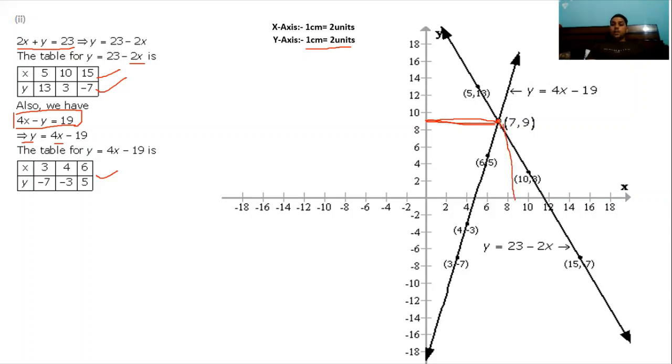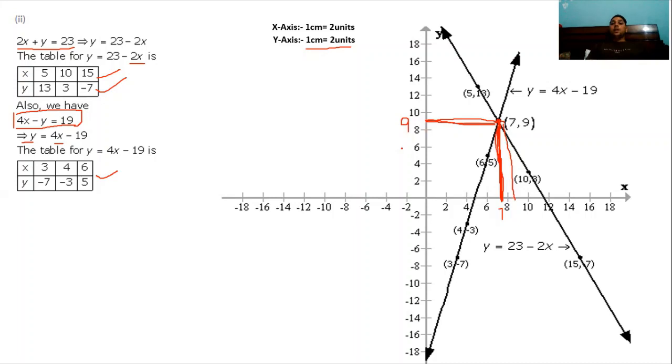So when we plot these points and try to calculate the value, just drop a perpendicular from that particular point and write down the value of your x and y here. So here, this will be your x is equal to 7, because in between 6 and 8 is 7, and between 8 and 10 is 9.